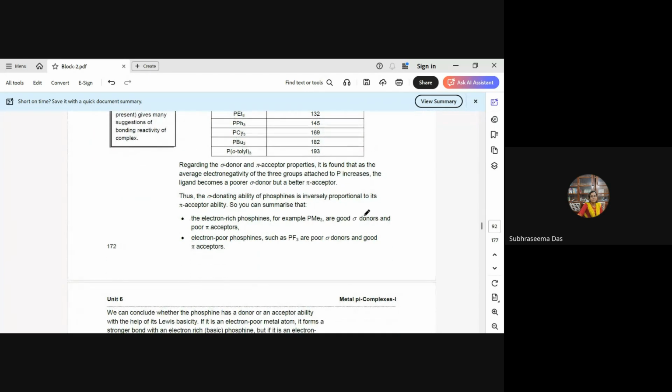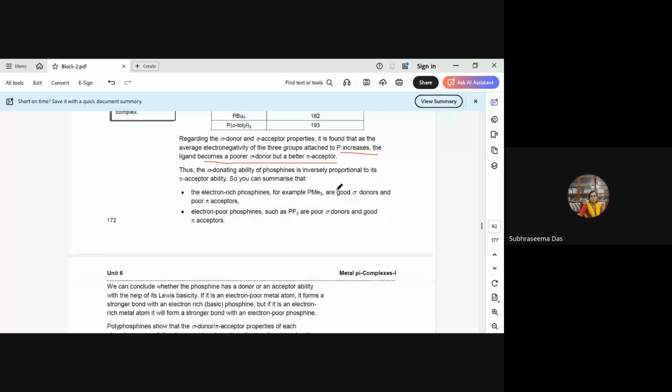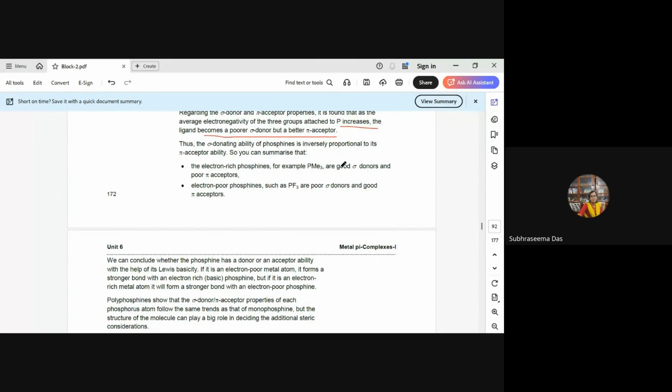So regarding the pi donor and pi acceptor properties, it has been found that as the average electronegativity of the three groups attached to P increases, the ligand becomes a poorer sigma donor but a better pi acceptor. Thus, the sigma donating ability of the phosphines is inversely proportional to their pi acceptor ability.